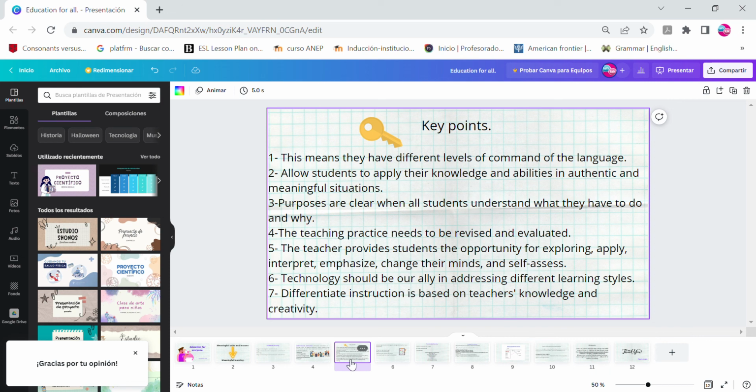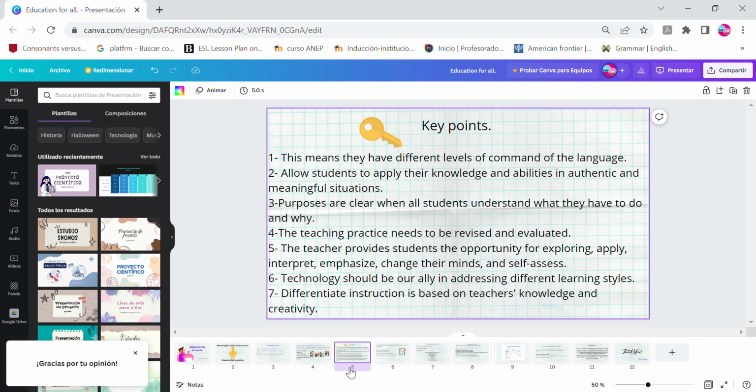This means the students have different levels of command of the language. So, as we said before, we have to take that into consideration when we create units and lessons and we plan the activities. We should allow students to apply their knowledge and abilities in authentic and meaningful situations. Again, the meaning is very important, and in order to promote a communicative classroom, it is essential to base our activities in real environments. The purposes should be clear when all students understand what they have to do and why.